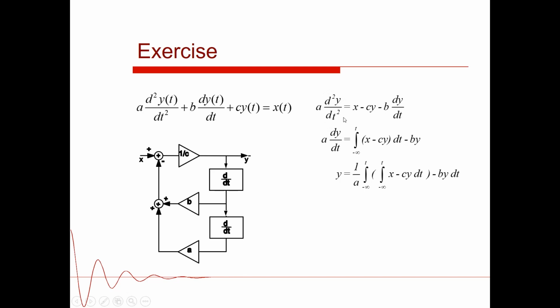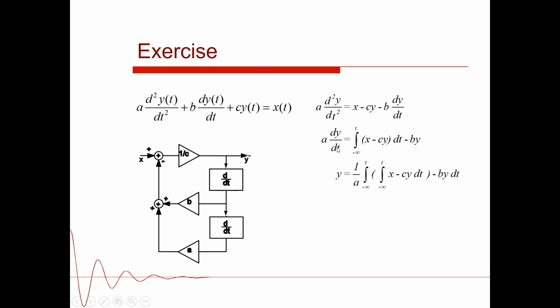But when we integrate the left side of the equation, we have to integrate the right side of the equation too. So we get x minus c times y minus b times the derivative of y, and we have to integrate that complete right part. So it's the integral of x minus c times y minus b times, well, again, derivative and integration are more or less inverse mathematical operations, so we get b times y over here. And that is equal to a times dy dt.